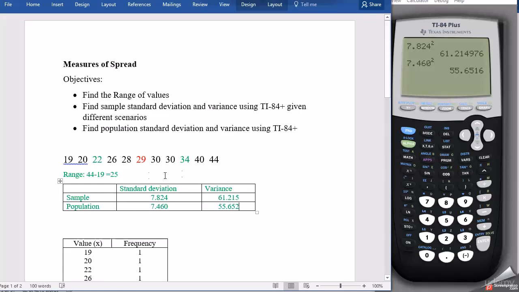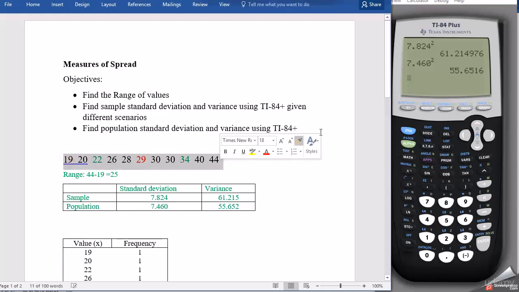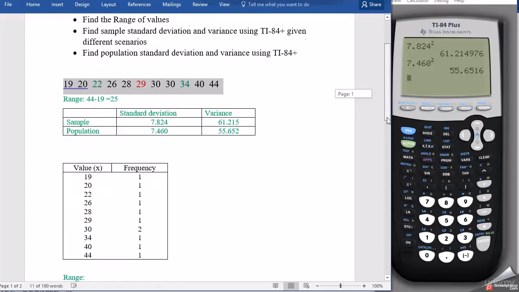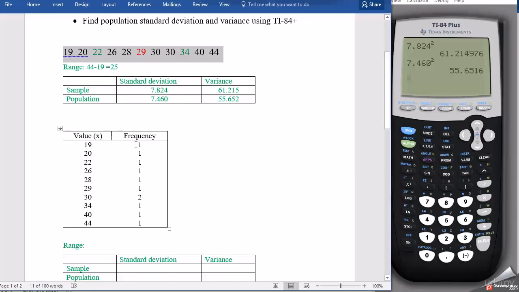So that is how we compute the standard deviation and variance for a set of numbers, no frequencies. Now let's look at these numbers again, but now we have a frequency column. You can notice that these numbers are exactly the same as what we have up here. The only difference is that it's now showing the number of times each number appears. You can see that 30 has a frequency of 2, meaning that 30 appeared 2 times. So we expect that the values for standard deviation and the values for variance are going to be the same, because we are working with the same numbers.